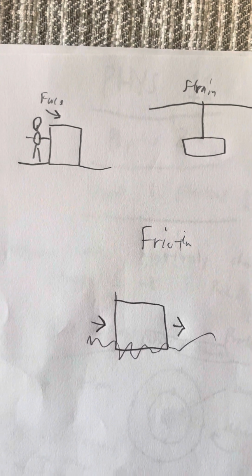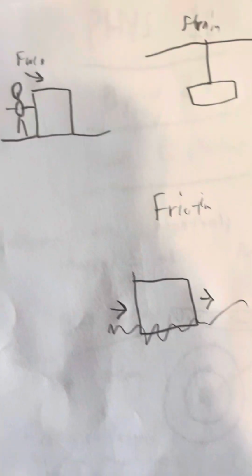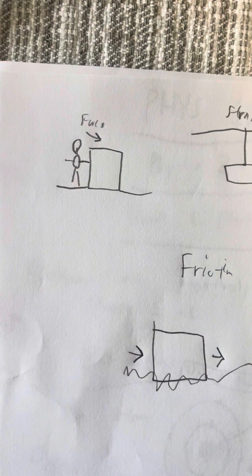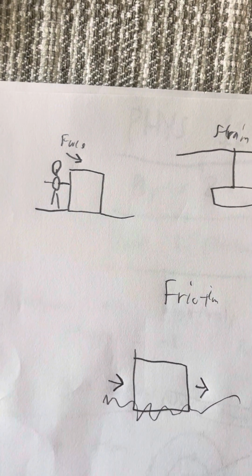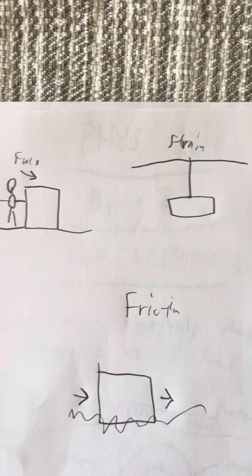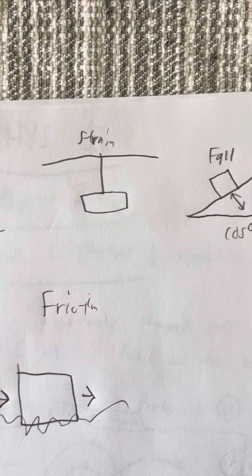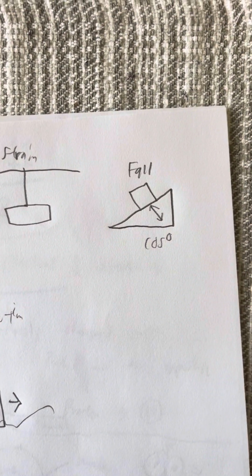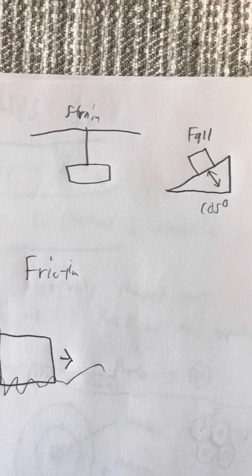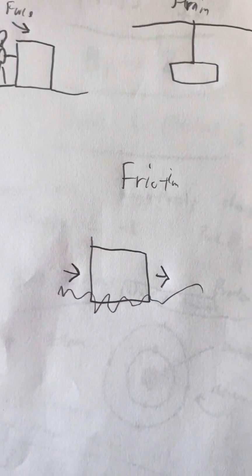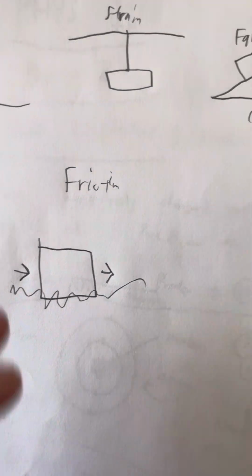This is a new one that my original course did not include, because it was the beginning course. Force pushes the box, tension holds it from the ceiling, falling on the cosine curve for the triangle, and friction makes it harder for the box to move.